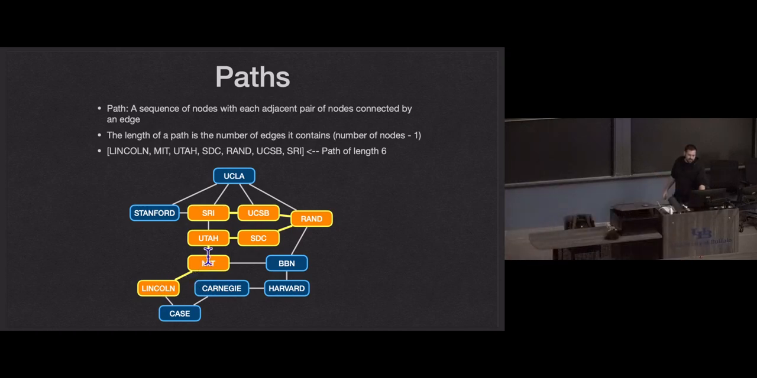So Lincoln, MIT, Utah, SDC, RAND, UCSB, SRI, this is a valid path because each consecutive pair of nodes is connected by an edge. And the length of that path is 6. 1, 2, 3, 4, 5, 6. So we have a path of length 6 in this graph connecting these nodes.